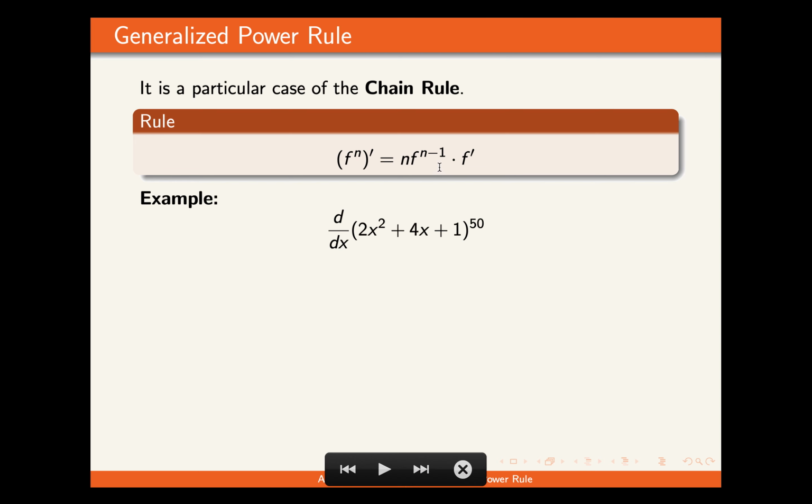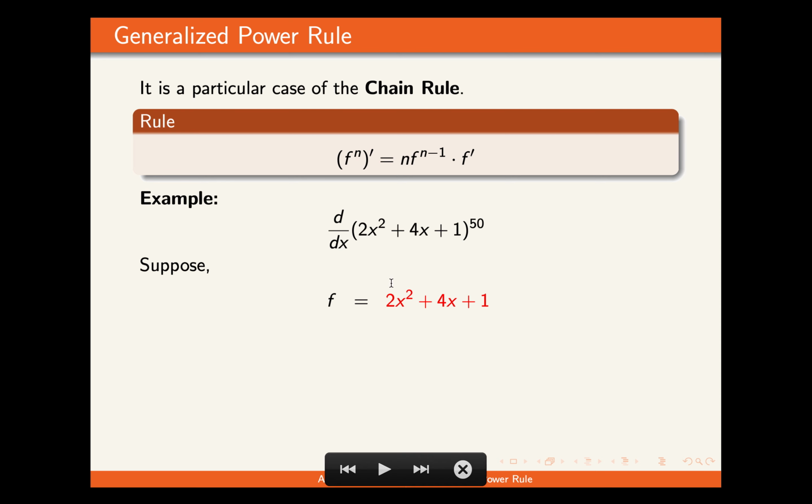So how do we apply the generalized power rule then? If you want to use this rule, we need to compare with this one and then get what is the function f in this rule. So if we compare, you can clearly see that f is actually 2x squared plus 4x plus 1. So if this is f, n is 50, right? And then in this rule, we also need to know f prime. So let's find the derivative of f.